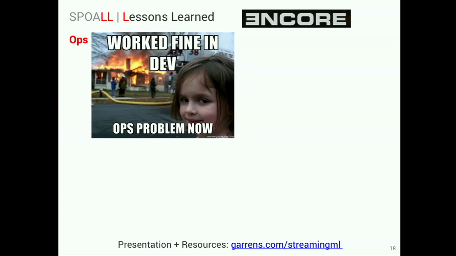So operations. This is definitely one of my favorite memes of all time. Partly because my daughter would probably do that exact thing.